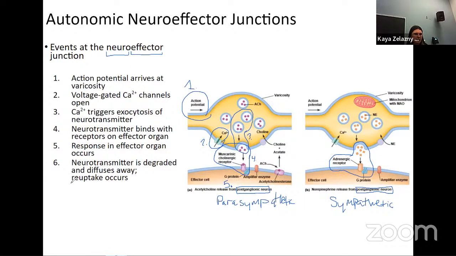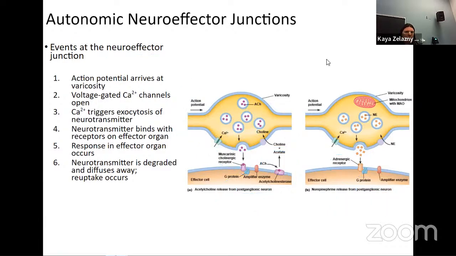And then six, we're going to degrade and diffuse away this neurotransmitter. So in this example, acetylcholine is getting broken down into acetate and choline. And we might have parts of that or a whole neurotransmitter, depending, taken back up into our varicosity. We can see that's what's happening with the choline part of our acetylcholine. So both of these things are happening. This is like a modified kind of synapse between our neuron and our effector organ. Same thing is happening here in our sympathetic neuron. So later on, you can practice with that image for yourselves, finding these different steps in that postganglionic sympathetic neuron.